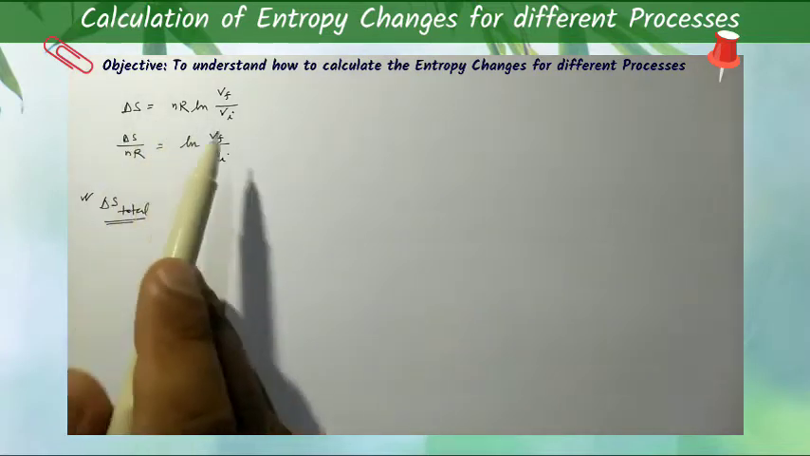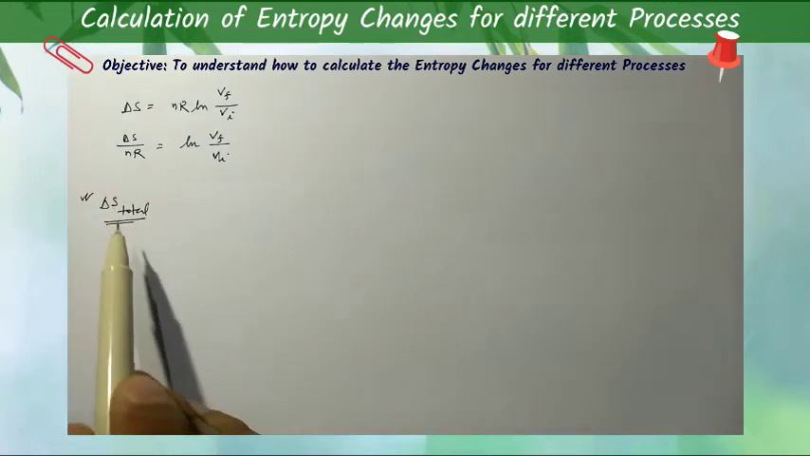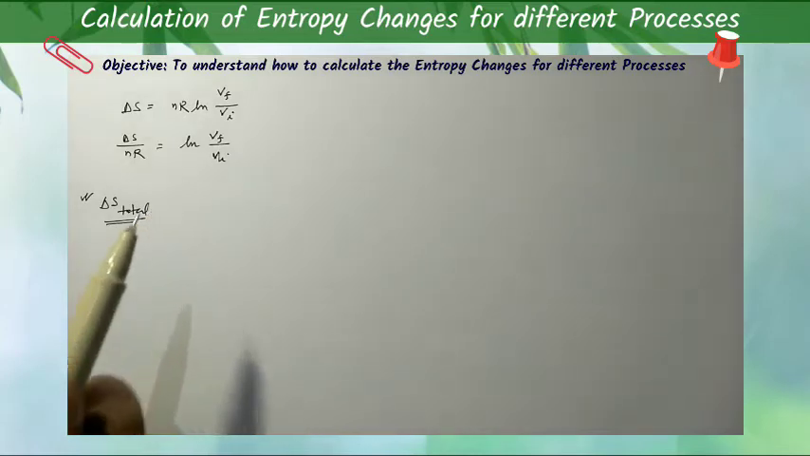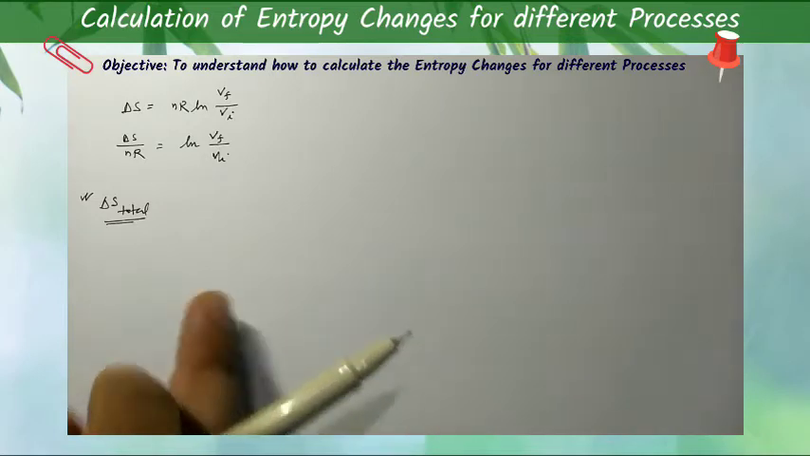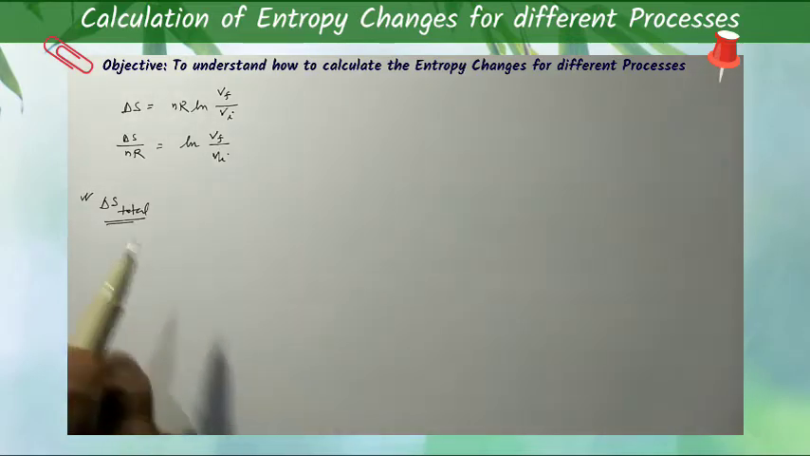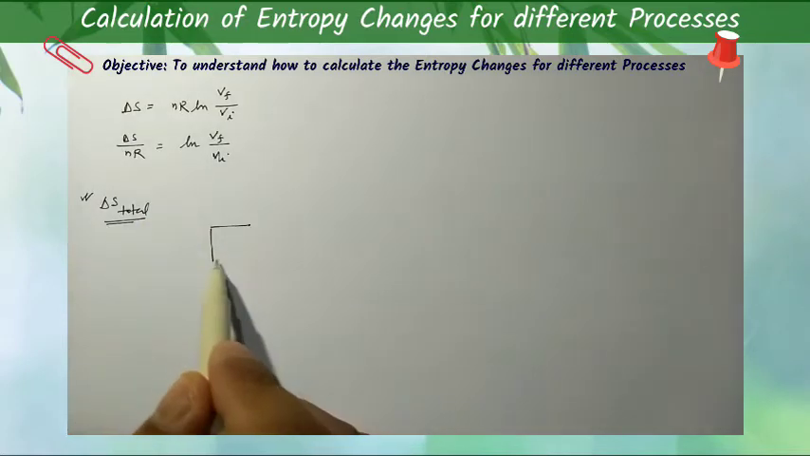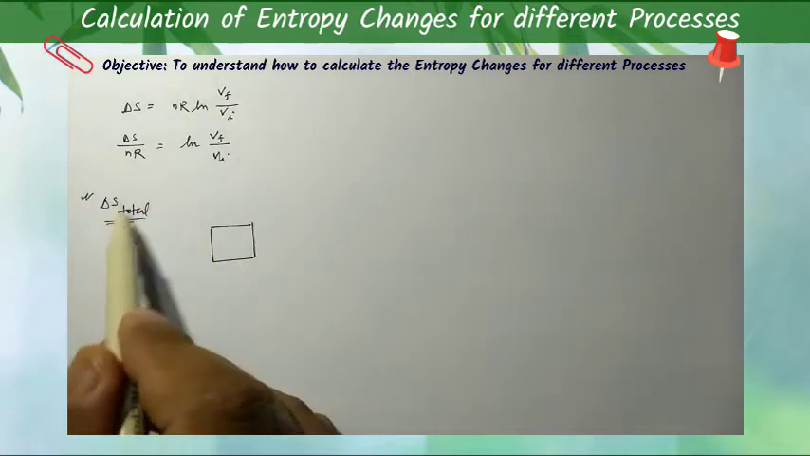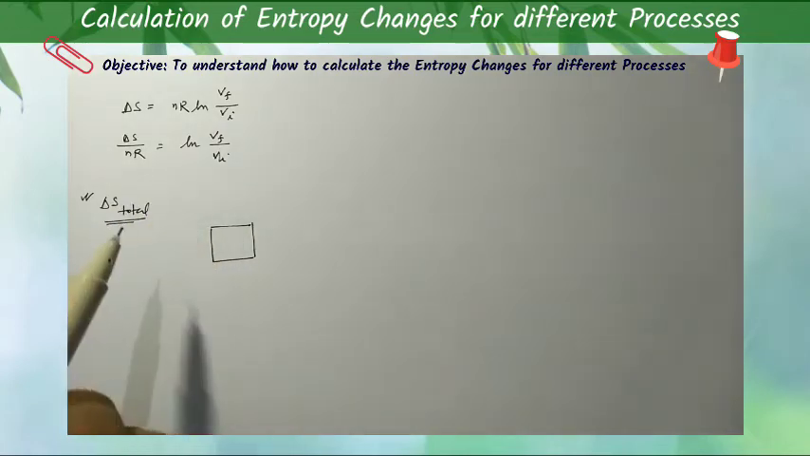We can understand this point by using some example. Please remember this point: the total change in entropy is related to the path via which the expansion takes place. We can prove it by using an example. Suppose this is our system, and we are going to prove why the total change of entropy depends upon the path.